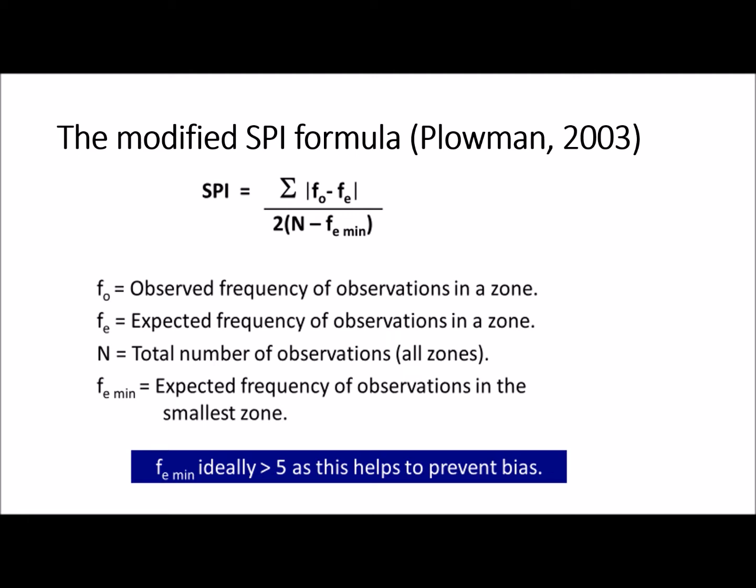To ensure that we have no bias within our equation, our FE min should ideally be greater than 5, because this helps to prevent any bias in how we are breaking up the exhibit into particular sized zones and how the animals might be using their space. If the zone is too small that the animal can't fit into it, we've created bias in our own calculation.